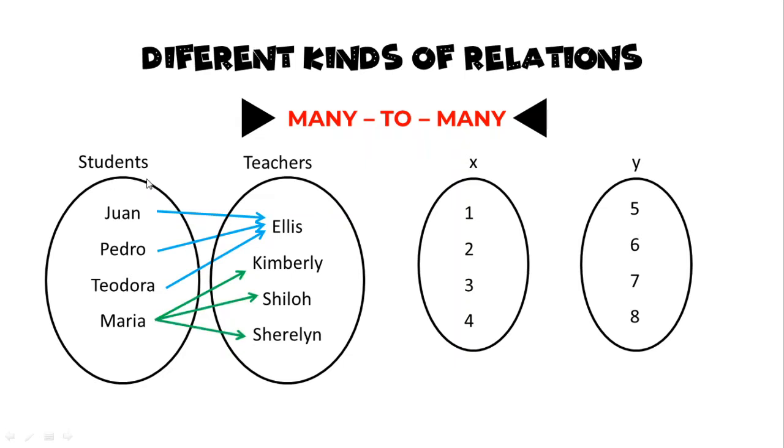Next is many-to-many relation. Dito naman sa example natin, students and teachers. So si Juan, Pedro, Chodora ay naging teacher si Ellis. Samantalang si Maria ay naging estudyante naman nila Kimberly, Shiloh at Sherilyn. Dito naman sa pangalawang example, ang 1 ay nagko-correspond sa 5, sa 6, and 7. Samantalang yung 2, 3, and 4 ay nagko-correspond naman lahat sa 8. So tinatawag siyang many-to-many relation.